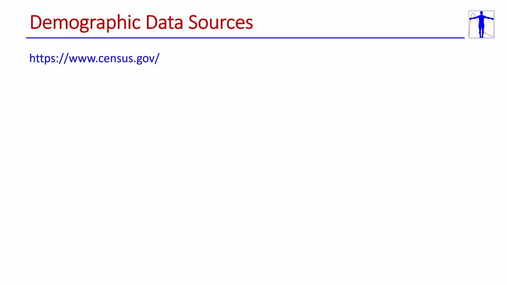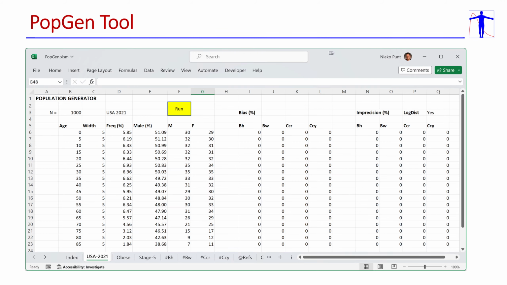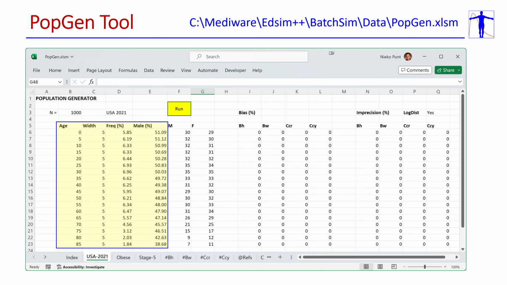Demographic data can be obtained from several sources, among which the United States Census Bureau. The PopGen tool can be used for building patient populations with specific demographic characteristics. The PopGen tool can be found in the BatchSim data folder. This worksheet shows the gender frequency per age group of the U.S. population in the year 2021.